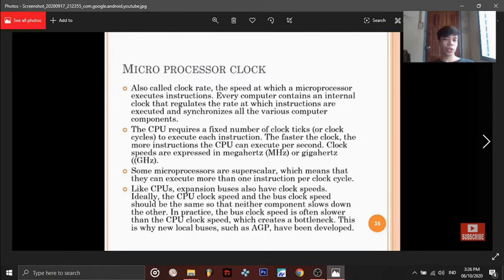Microprocessors are superscalar, which means that they can execute more than one instruction per clock cycle. Like CPUs, expansion buses also have clock speeds. Ideally, the CPU clock speed and the bus clock speed should be the same so that neither component slows down the other. In practice, the bus clock speed is often slower than the CPU clock speed, which creates a bottleneck. This is why new local buses such as AGP have been developed.